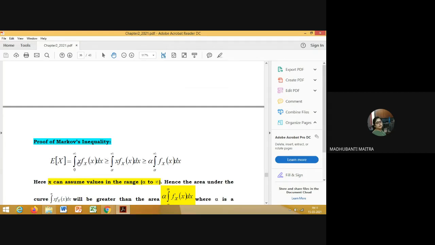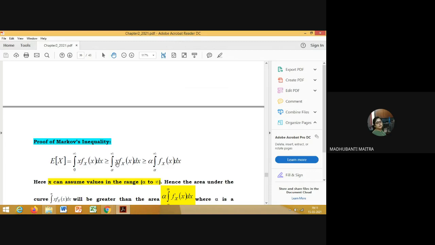So this area, because we are integrating from 0 to infinity, will always be greater than or equal to, depending on the value of alpha, the integral from alpha to infinity of x fx dx. Right? It's quite obvious, because instead of 0, now we are evaluating the area under the curve from a value alpha that is greater than 0. So this area will be greater than this area.